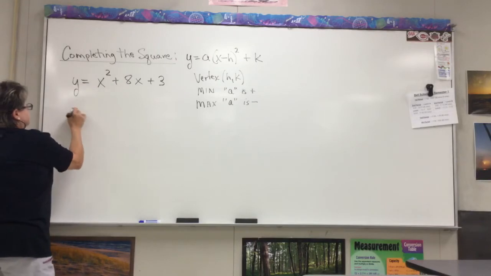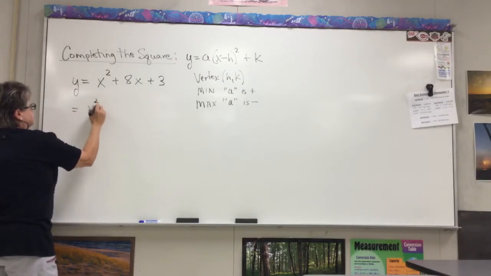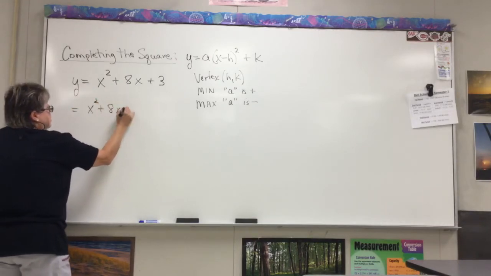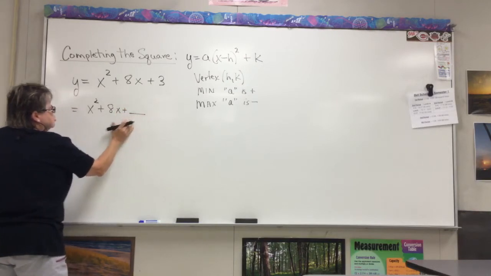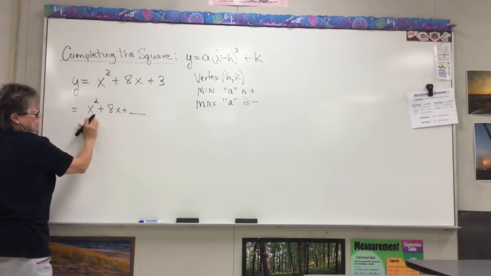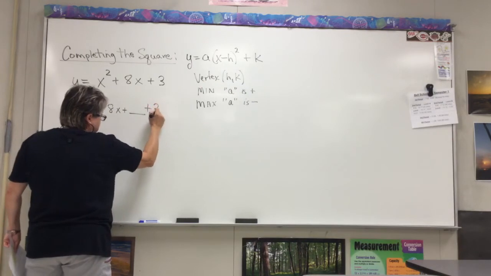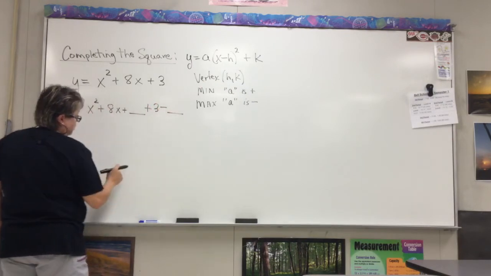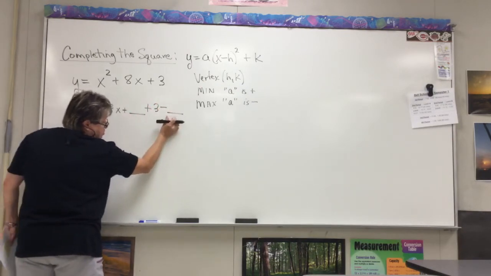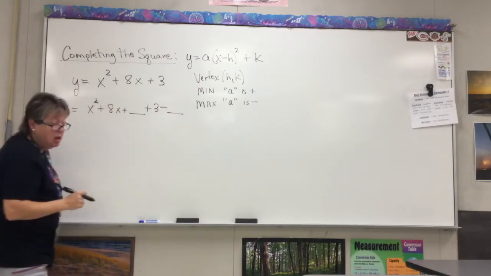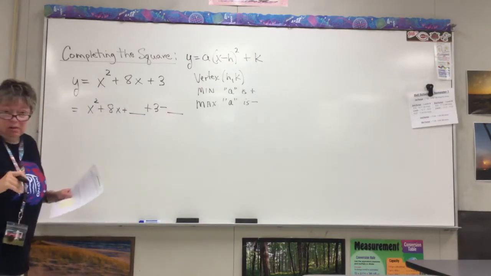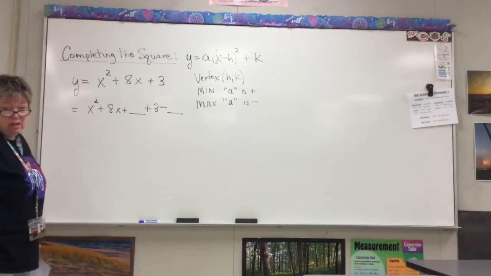To do so, we're going to do x squared plus 8x plus something, so that we create a perfect square trinomial here, plus 3 minus something. So I'm going to add something and subtract something on the same side. Essentially we're adding in a 0, which doesn't change the value of anything.